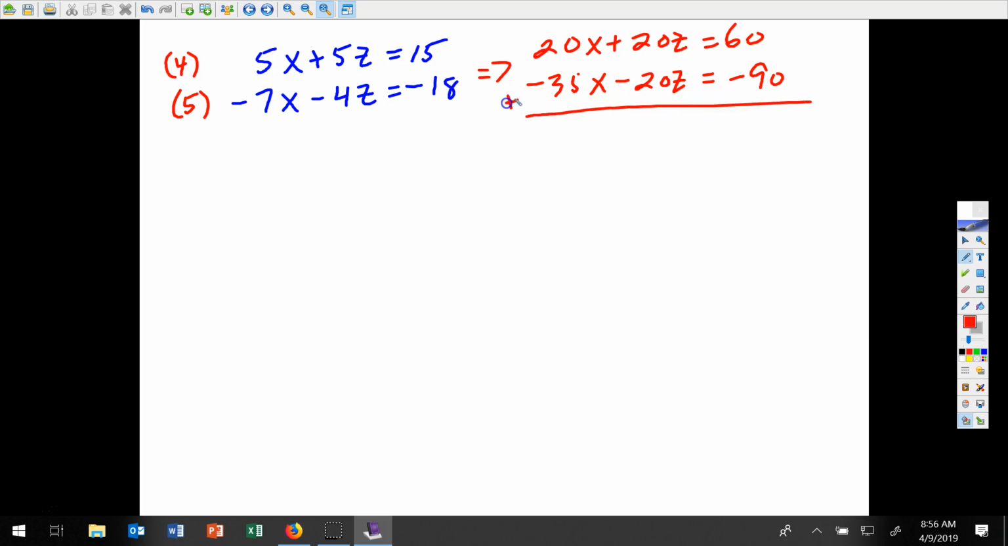Okay, and addition is going to be required to eliminate z. So 20 plus negative 35 is negative 15x. 60 plus negative 90 is negative 30. So we got our first variable of the ordered triple, x is 2.